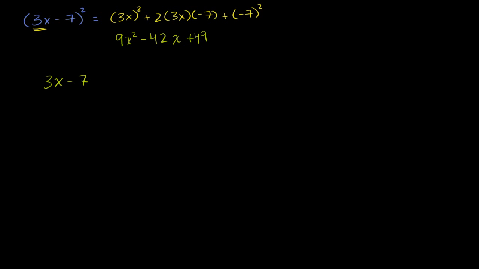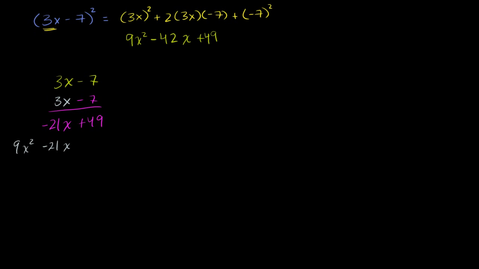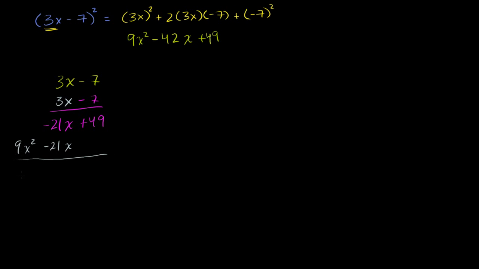3x minus 7 times 3x minus 7. Negative 7 times negative 7 is positive 49. Negative 7 times 3x is negative 21x. 3x times negative 7 is negative 21x. 3x times 3x is 9x squared. Scroll to the left a little bit. Add everything. You're left with 9x squared minus 42x plus 49. So we did indeed get the same answer.